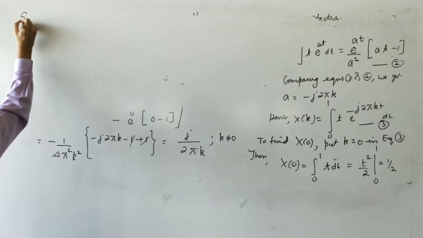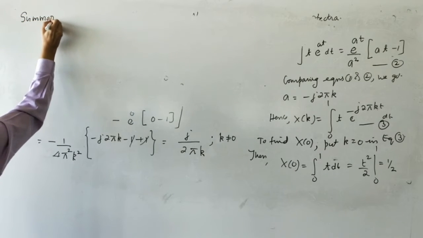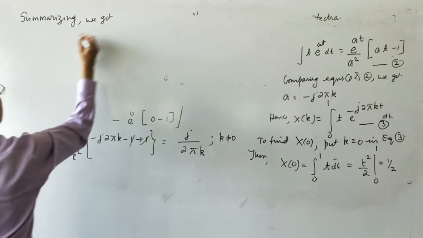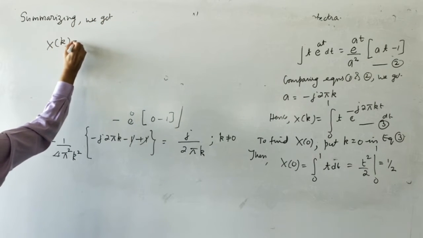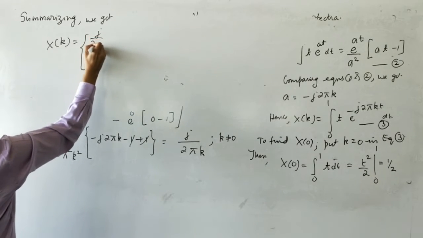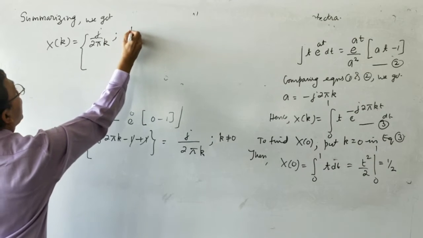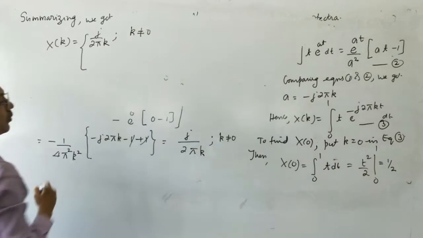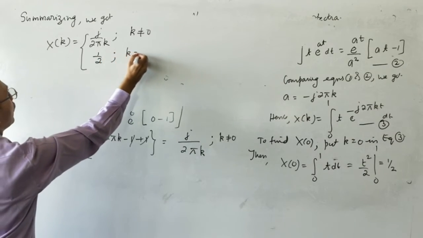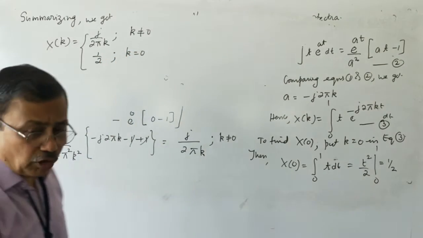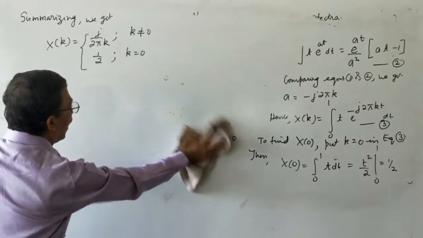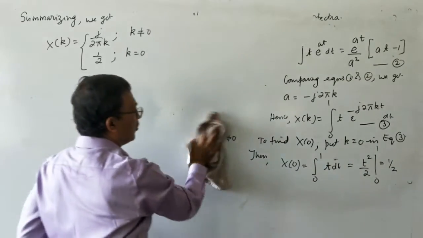So let me now summarize. Summarizing, we get x of k is equal to j divided by 2 pi k when k not equal to 0, equal to half when k equal to 0. Next objective is to draw the amplitude spectrum and the phase spectrum.